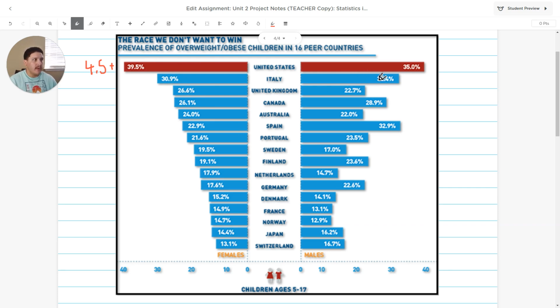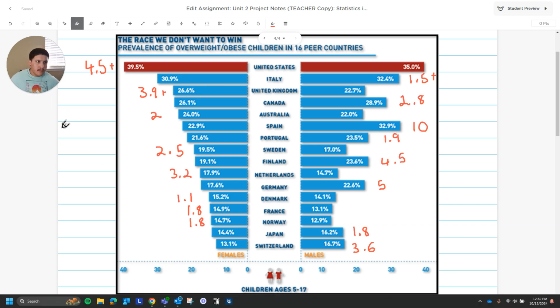So 30.9, 32.4. Looks like that's about 1.5 points between males and females in the United Kingdom. 26.6, 22.7. That looks like it's about 3.9 on the women's side. And then I would just continue on going about.